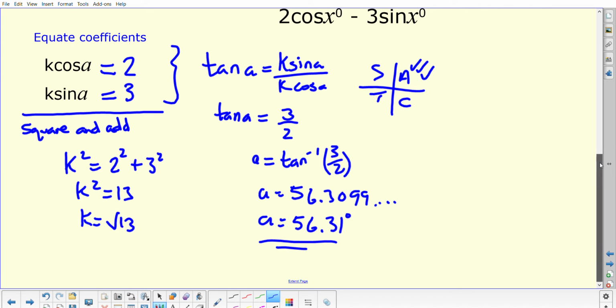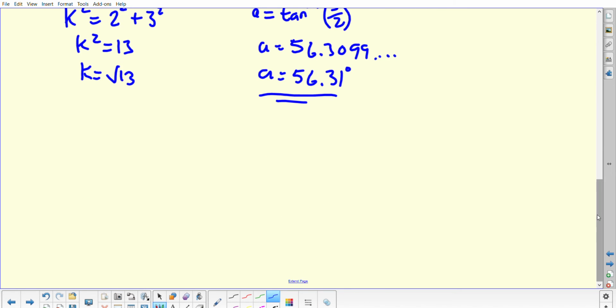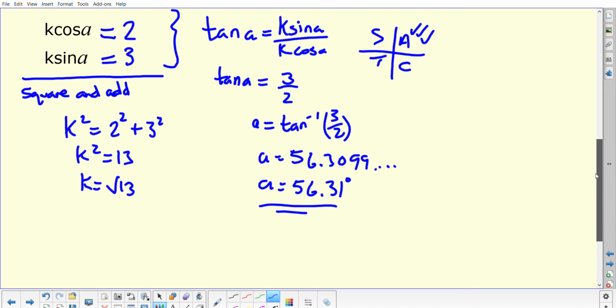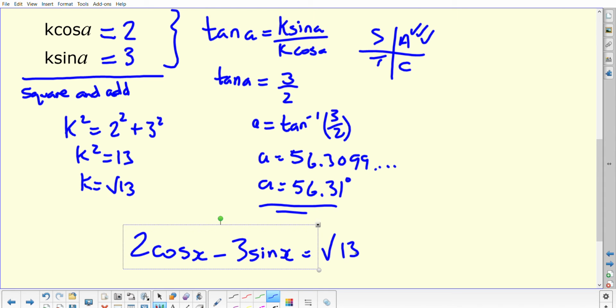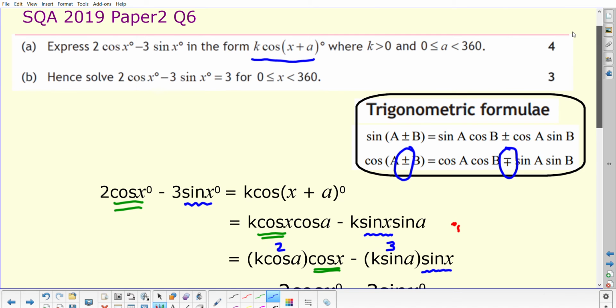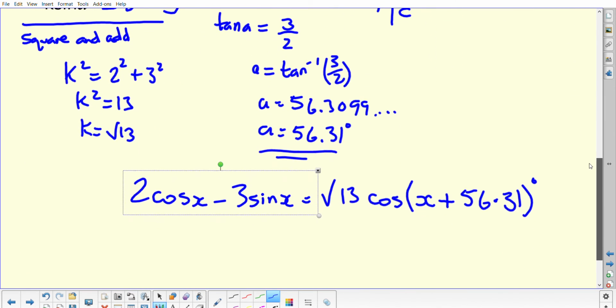And remember at this point that we should be writing down our expansion term. So going back to the original equation, we had 2 cos x minus 3 sin x, and that is equal to square root of 13 cos(x plus 56.31) degrees. So just check, read your question again. Express in the form k cos(x plus a). So that's what we've managed to do at this point.